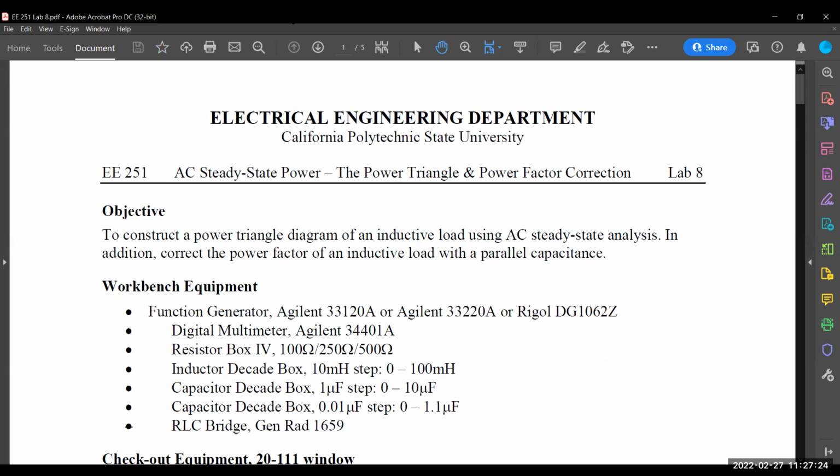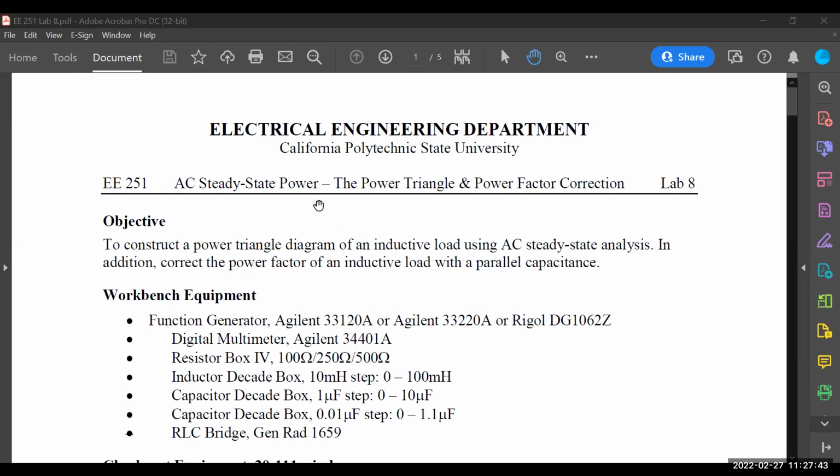So if we take a look at the title of the lab, we have AC steady state power, power triangle, and power factor correction. So again, as I was saying, why is it important? Well, because it deals with the power that is associated with the inductor and the capacitor. So let's talk a bit about the fundamentals before we get into the lab and the pre-lab itself.